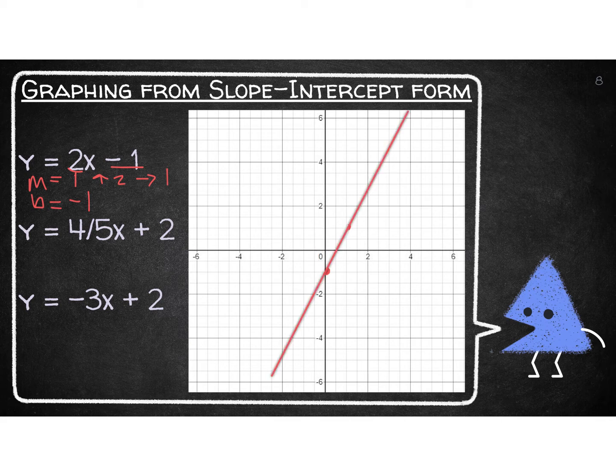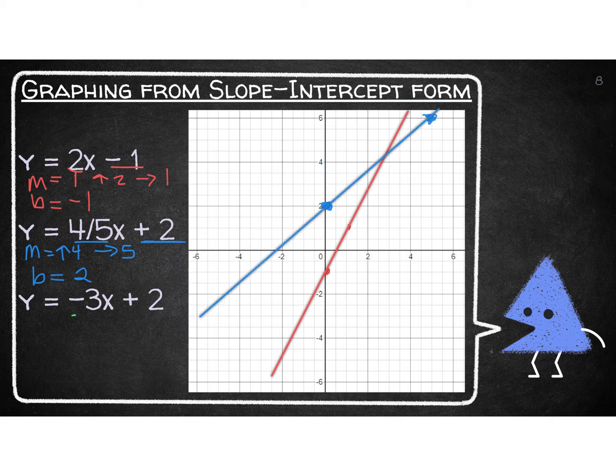Okay, for the next one, my m is the thing before the x, so that would be up 4 and over 5. And then my b is the thing by itself, so my b is at positive 2. So I'm going to cross at positive 2, and I'm going to go up 4. 1, 2, 3, 4, and over 5. 1, 2, 3, 4, 5. Once I do that, then I draw my line between the 2 points.